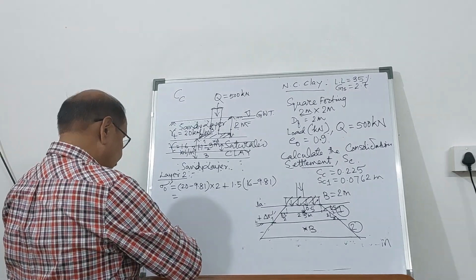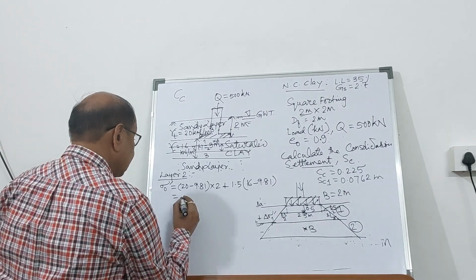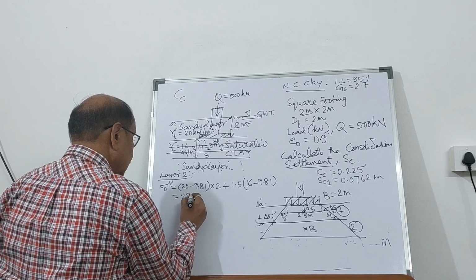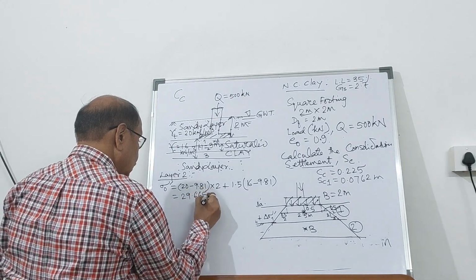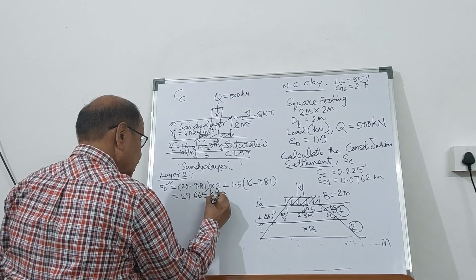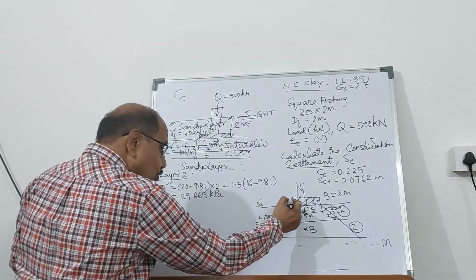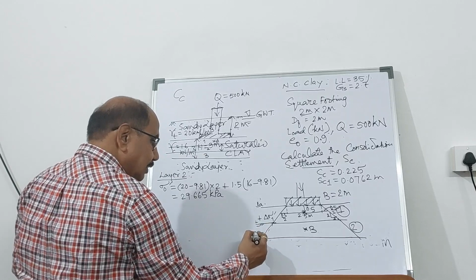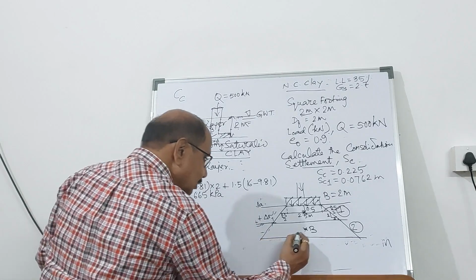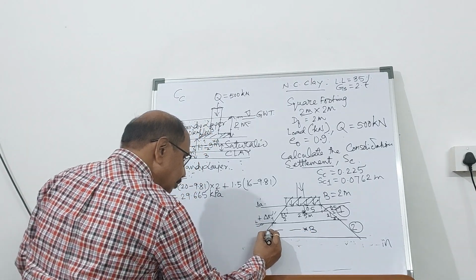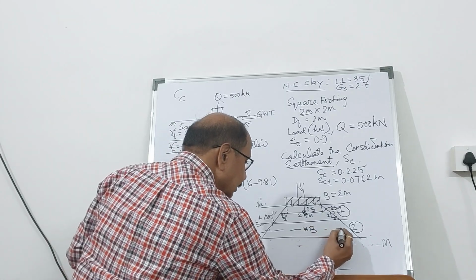This gives you 29.665 kilopascal. So this is the effective overburden pressure at the midpoint. Now the load is going to spread at 2 vertical, 1 horizontal. So at the midpoint, what is the dimension that you need to calculate?